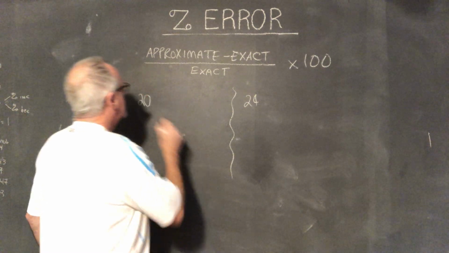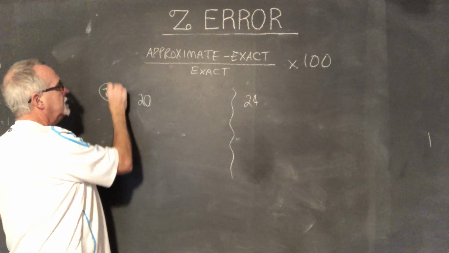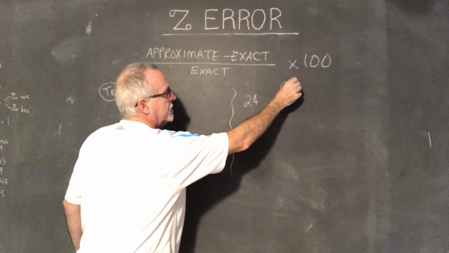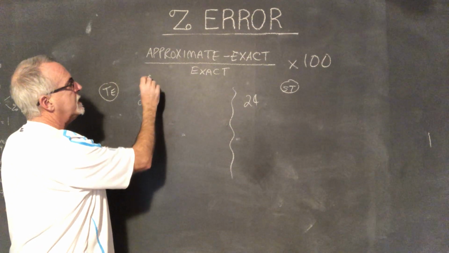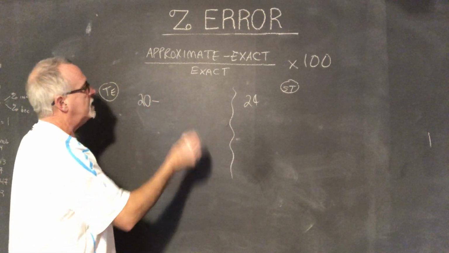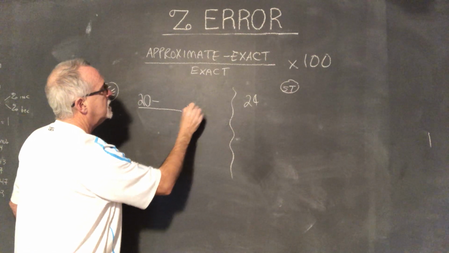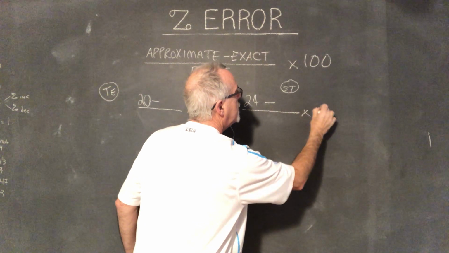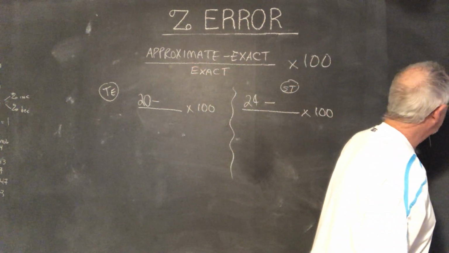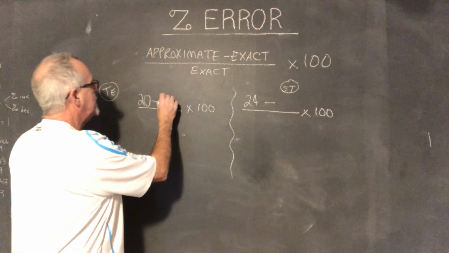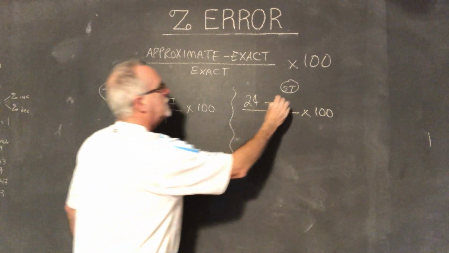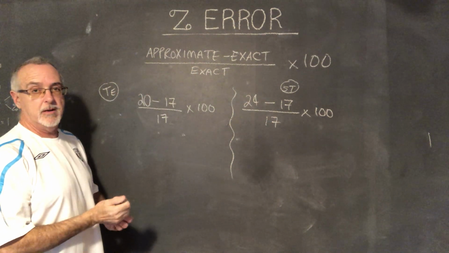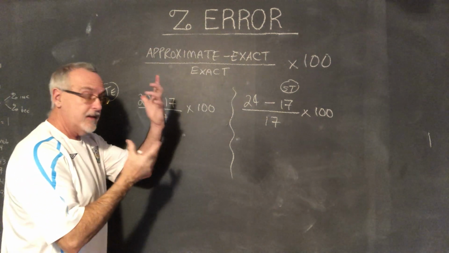So teacher, and then over here we have student. 20 was my guess, minus the exact, and I haven't gone over and looked at the exact yet, but I'll finish this. 24 minus the exact over the exact times 100. And what was the exact blue rhombus count? 17. 17 was the exact. So I apologize for getting closer than the student, but I do admit I had that advantage of being able to actually hold that thing right in front of me.